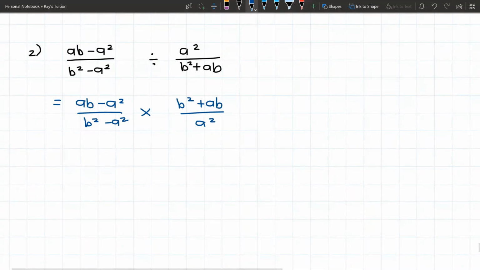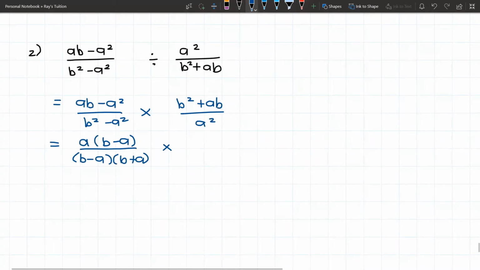Now, what you need to remember is from our previous video, we did mention that we cannot cancel over a plus or a minus. So what we're going to have to do is factorize. So having a look at the numerator of the first term, we can see a common factor a, and if we take it out, we get b minus a. In the denominator, you should notice it as the difference of two squares. So this would factorize to b minus a times b plus a.